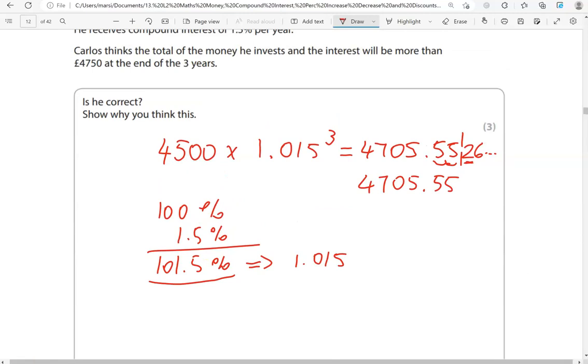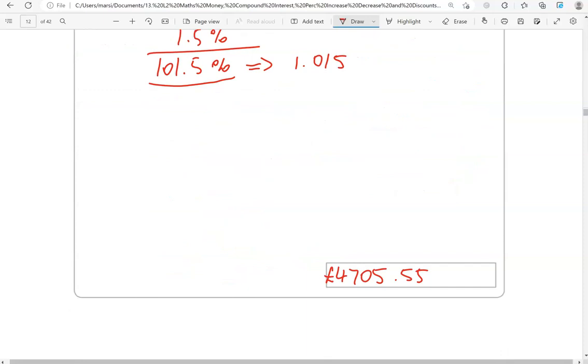Right, so I intentionally came back to the question, which says Carlos thinks the total of the money he invests and the interest will be more than 4,750. And in fact, this is 4,705. So it's less than that. So is it correct? We're going to say no.